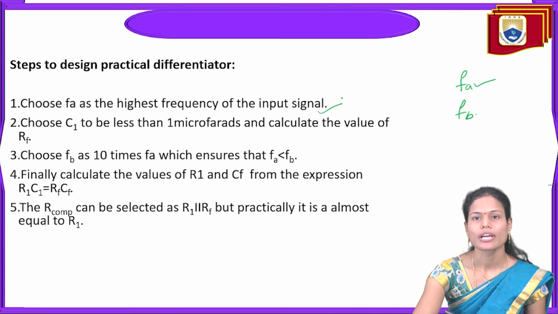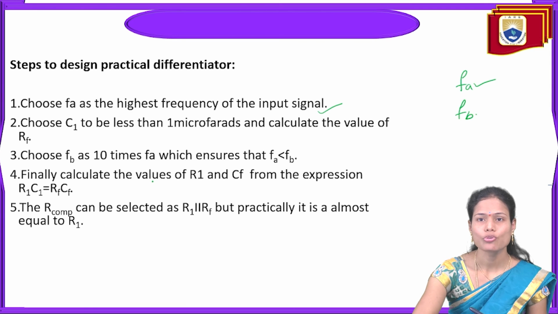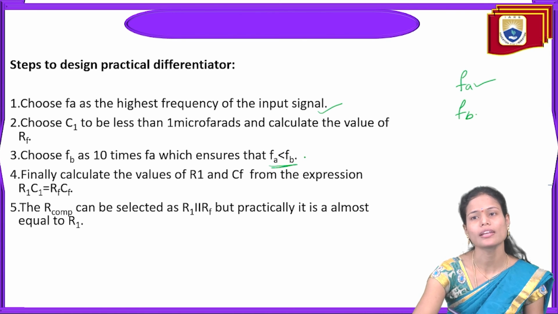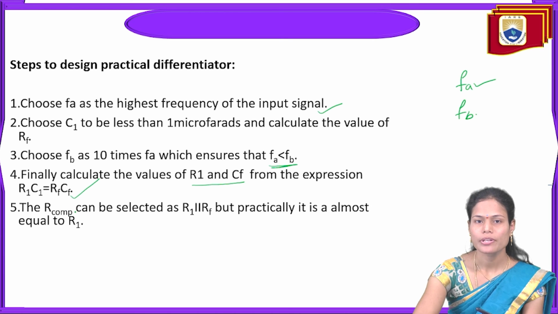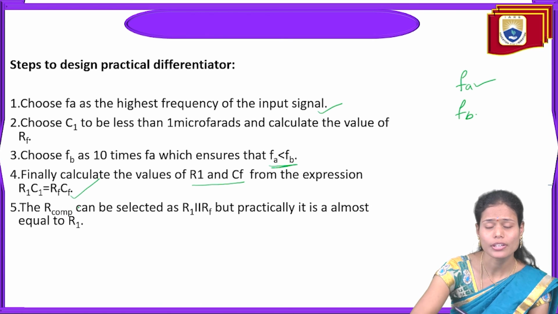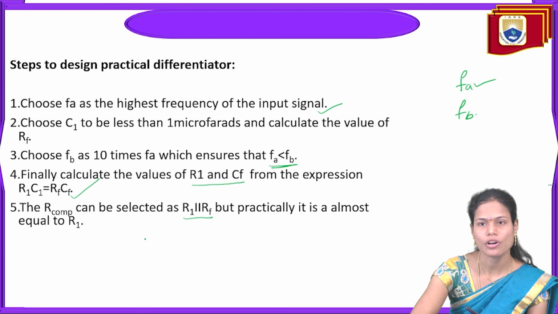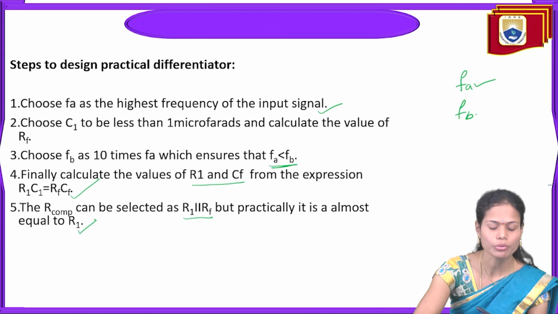Always we have to choose the C1 value less than 1 microfarad, and from that we can find the RF value. And the FB value should be 10 times greater than FA. Why? Because FA should always be less than FB to get the proper differentiation. Finally calculate the values of R1 C1 from this particular relation. A compensation resistance is also required here. Generally that is the parallel combination of R1 and RF. But in the practical case we will take it as equivalent to R1.